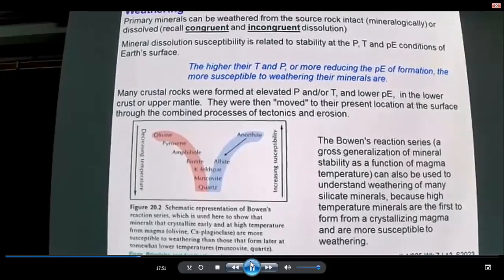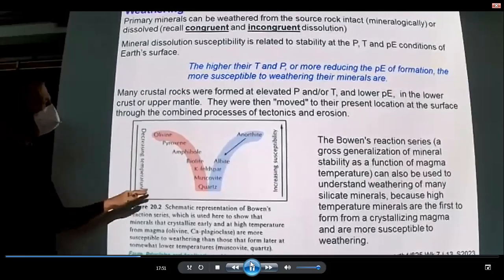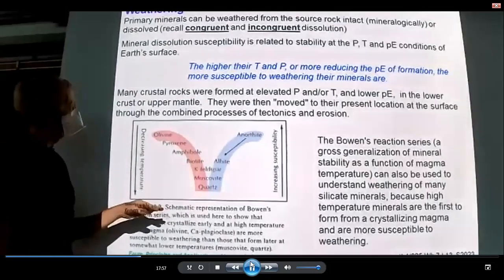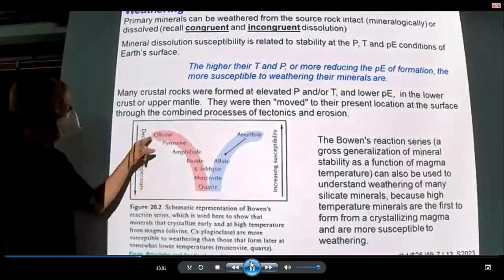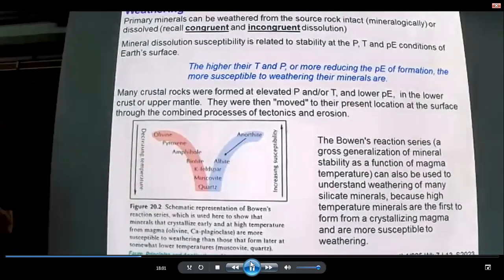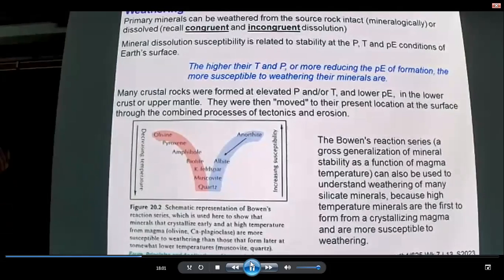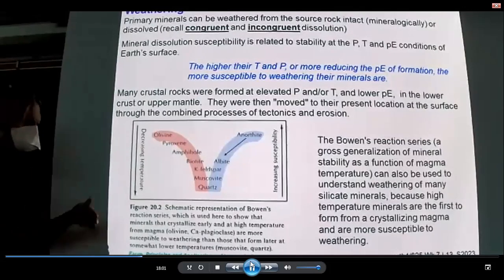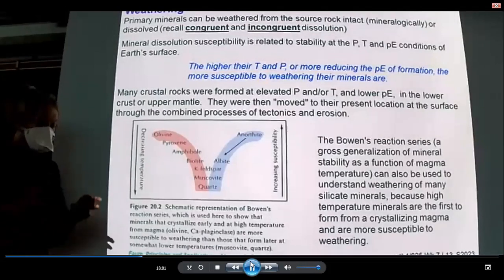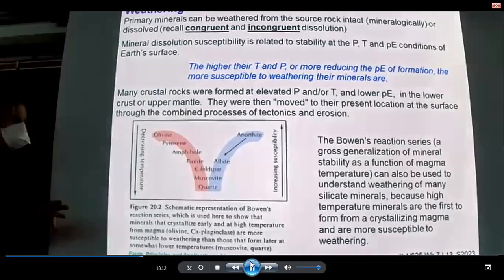And it turns out that the susceptibility of minerals to alteration varies as a function of how far or how different the conditions of formation are from those at the surface of the Earth. Things with temperatures and pressures similar to the surface of the Earth weather much more slowly than things that were formed at either high temperature or high pressure compared to Earth's surface.